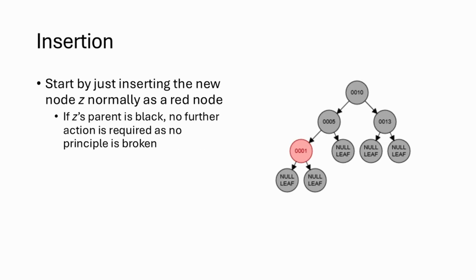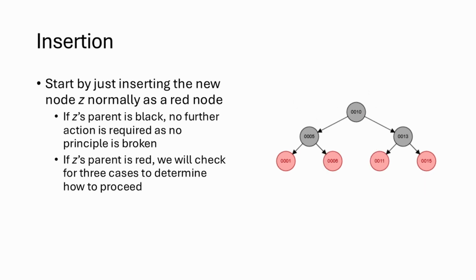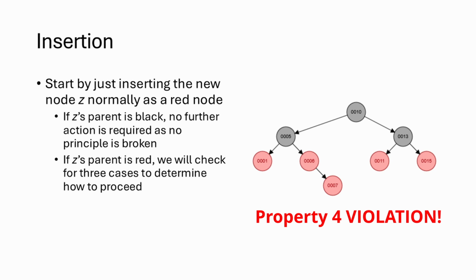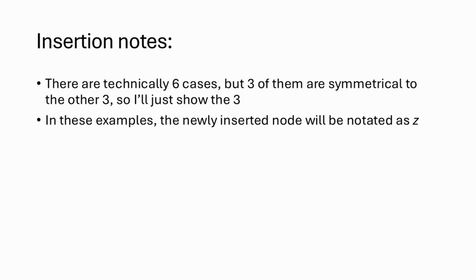Okay, so now for the insertion and deletion rules. When we're inserting a node, we insert the node as we would for a normal binary tree, as a red node. In this example, since the new node's parent is black, no further action is needed because there are no violations of the properties. But if the parent is red, then a red-black tree property must have been violated, so we're going to consider 3 cases on how to resolve this. All these cases are symmetrical, so you can flip the left and right and the rules will still fix the tree. In these examples, we'll call the newly inserted node Z.